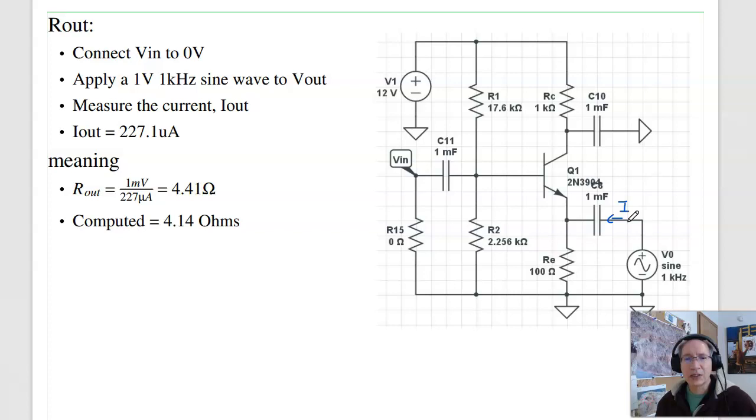The current is 227 microamps. So the resistance is 1 millivolt, that's this guy, 1 millivolt produces 227 microamps. Take the ratio, I get 4.41 ohms. It's supposed to be 4.14.